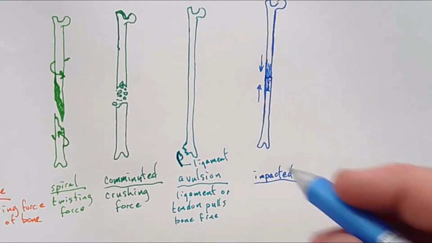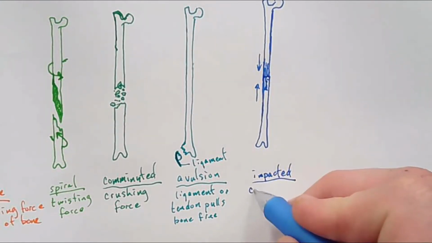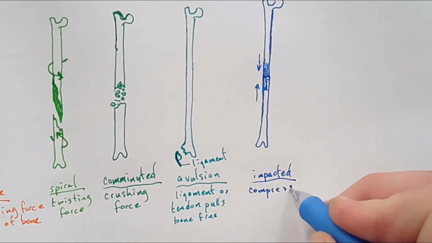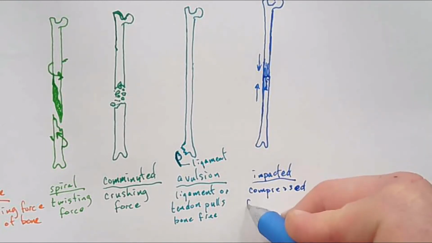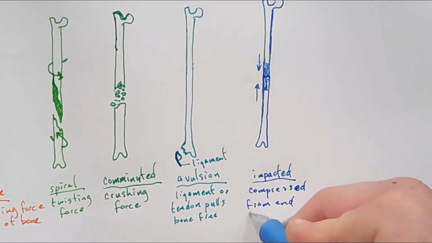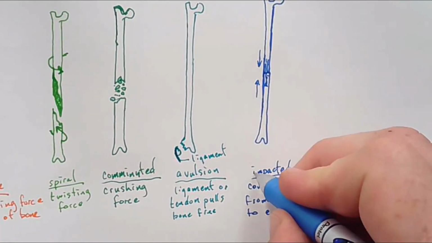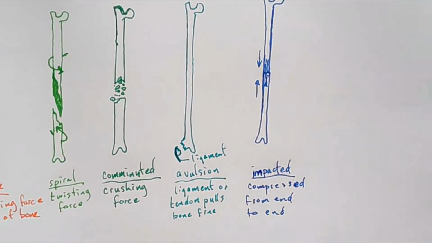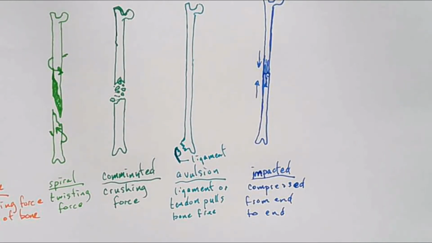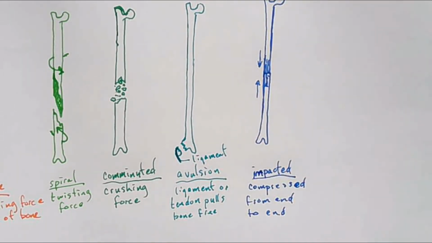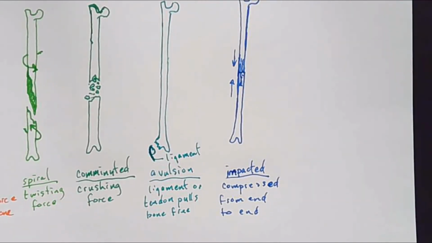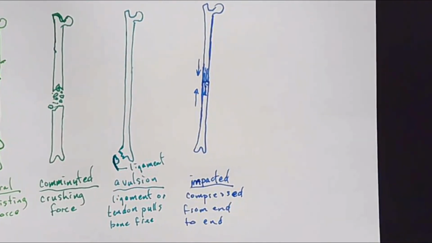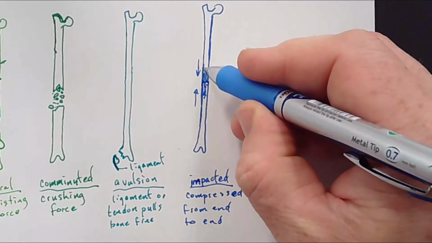So this is an impacted fracture. This is where it's compressed from end to end. And it's impacted? Impacted, yeah. That's an M. Not a very good M. So this can be from jumping off of a very high height. Also, older people, especially females, oftentimes get impacted fractures due to a loss of bone density. So the bone starts to get brittle and weak.